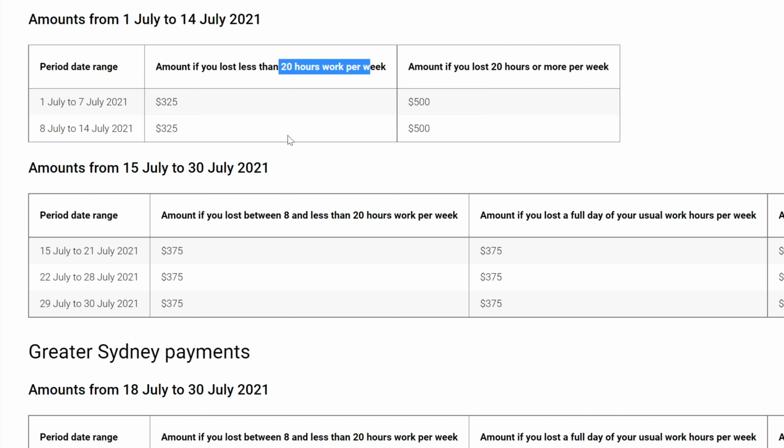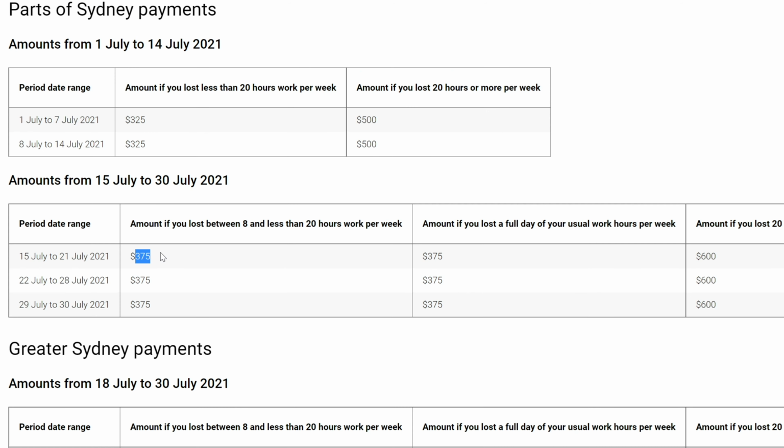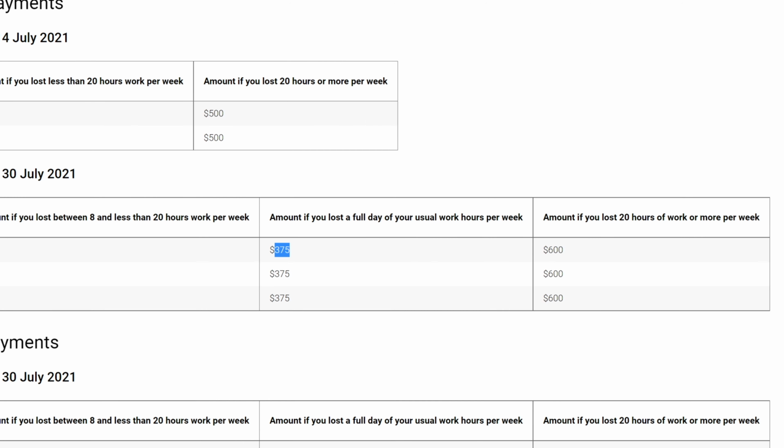The minimum payment amount was increased for the period starting 15 July. So from 15 July, you'll get paid $375 if you lost between 8 and less than 20 hours of work per week, and the same amount if you lost just a full day of your usual work. And if you lost 20 hours of work or more, then you're going to get $600 per week.